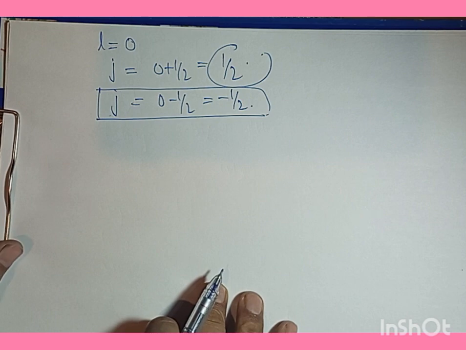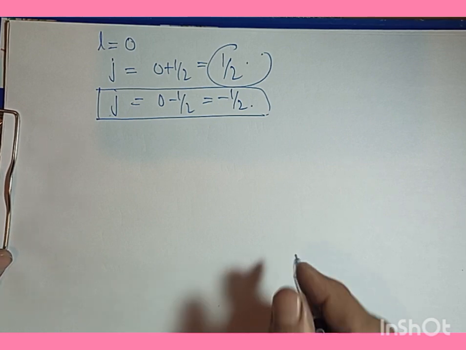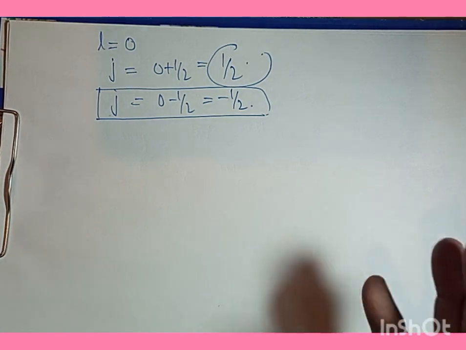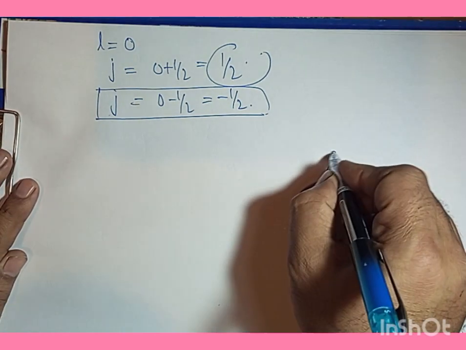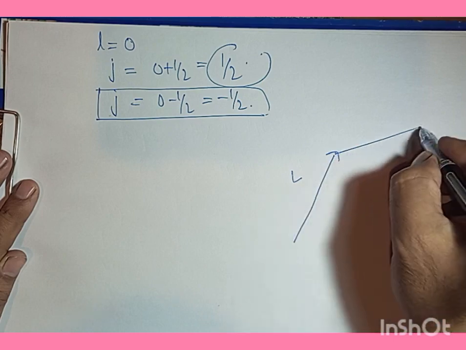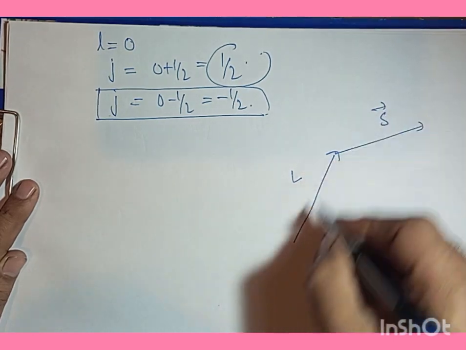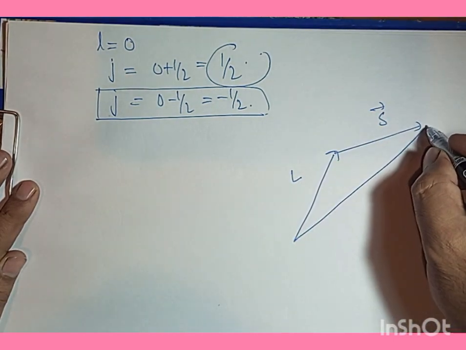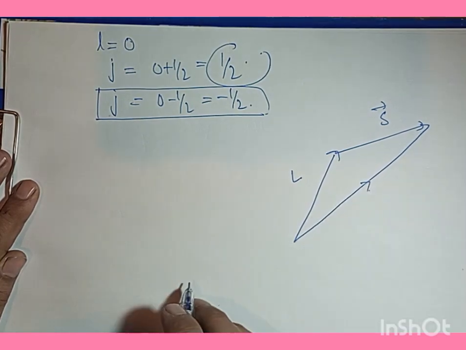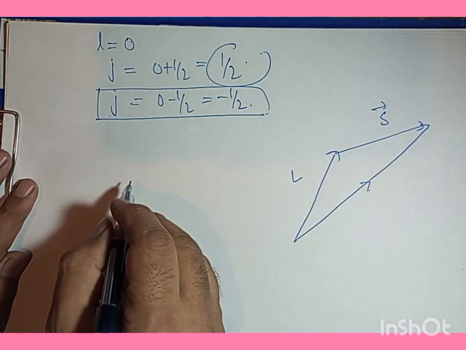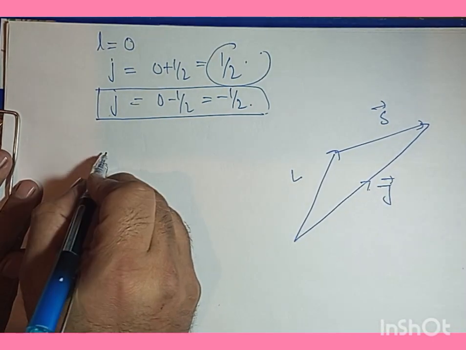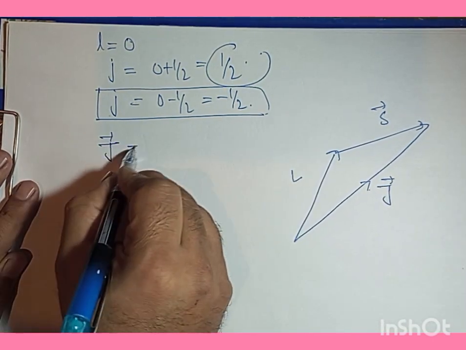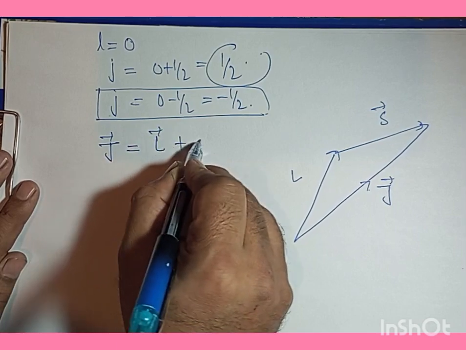So here the value for j is simply 1 by 2. Now, the point is that we have to add up the vectors vectorially. If I assume that this is a vector L and I have another vector S, and the third vector will be the resultant of L and S, I can then write this J vector in view of the triangle of vectors. This J vector is L vector plus S vector.